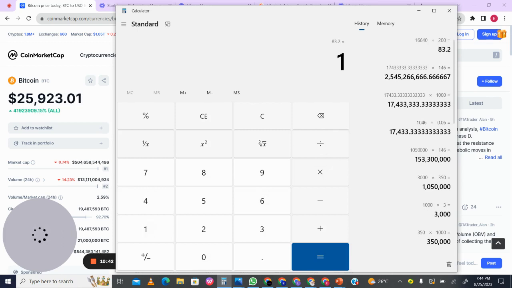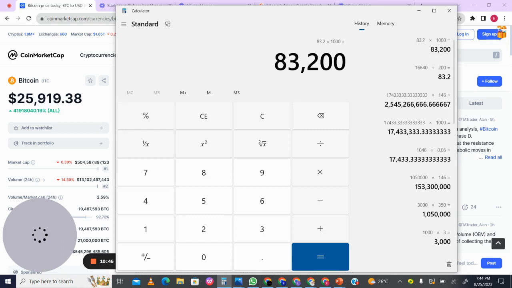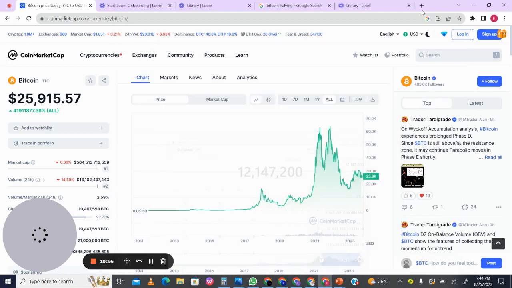If you had put in $1,000, you could have pocketed around $83,200, which in Kenya shillings could be around 12 million Kenya shillings. This was the second wave of Bitcoin halving. Remember, if you could have entered at 200 when it dived from the previous one and went out of the market when it went to $16,000, you could have made it.